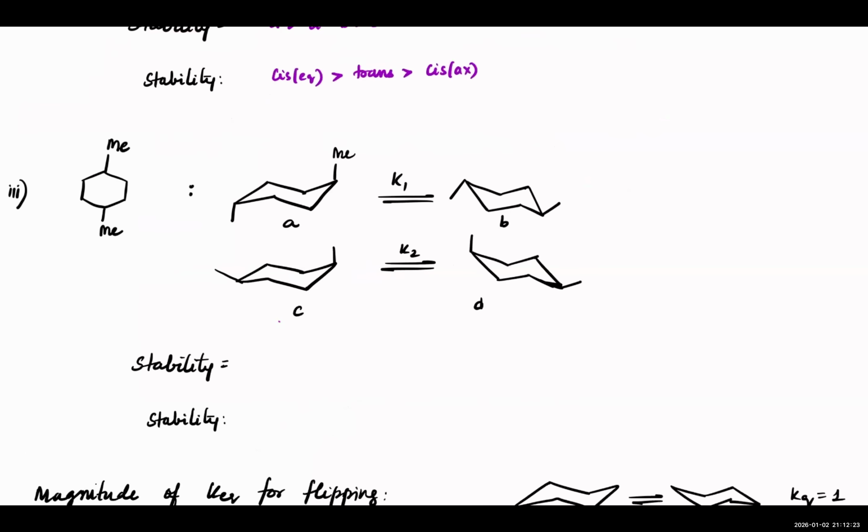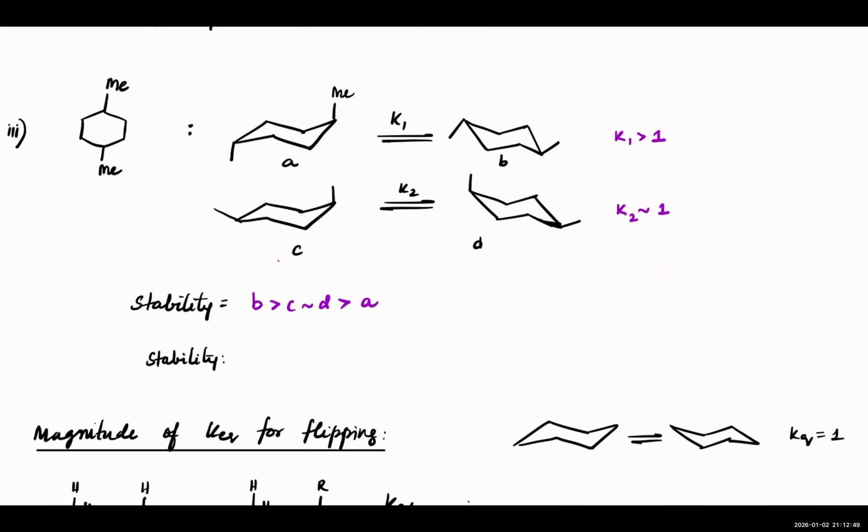Likewise, if you have two methyl groups at the 1 and 4 positions, I can align both axial, both equatorial, one axial, one equatorial, this way. Again, the same logic applies here. K1 is far greater than 1 in this case. K2 is almost equal to 1. And the most stable will be B. Then C and D are equally stable. Then A is the least stable one.